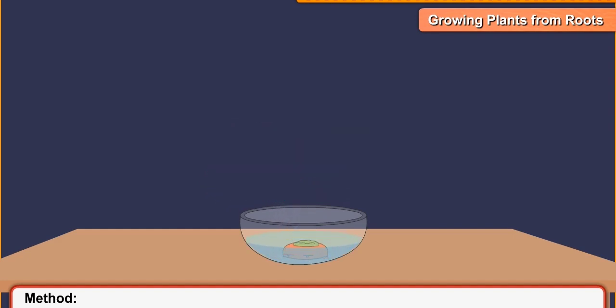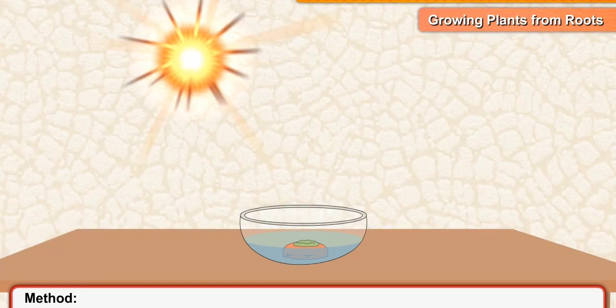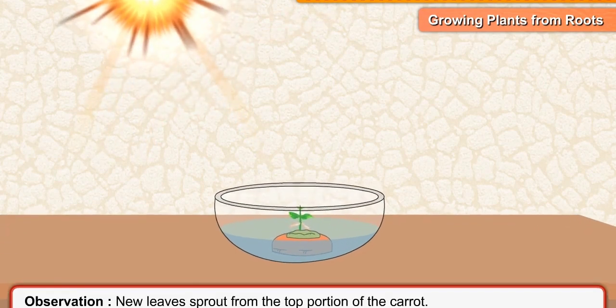Pour some water in the bowl so that half the carrot is dipped in water. Keep the container in the sun. Observe the carrot for a few days. Observation: New leaves sprout from the top portion of the carrot.